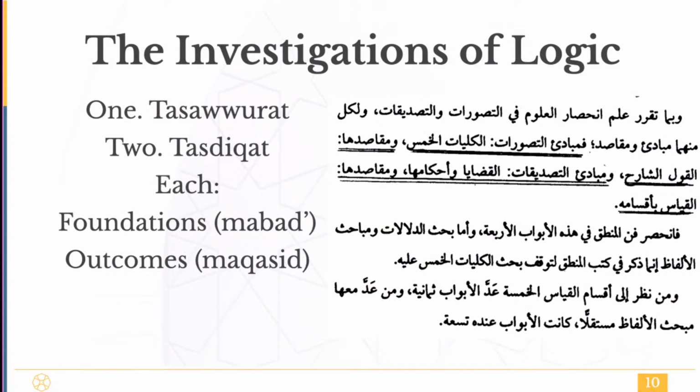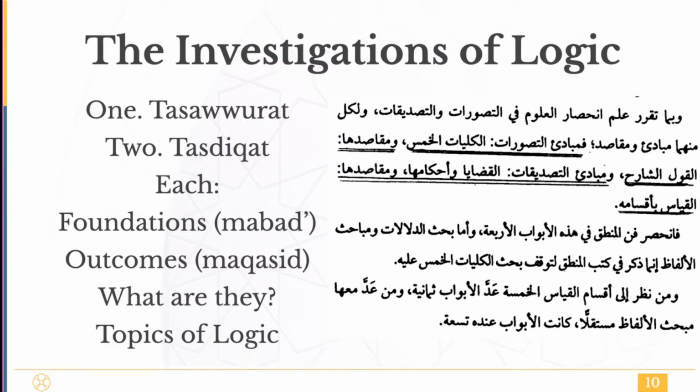إنما ذكر في كتب المنطق, these two investigations, how words indicate meanings and what type of indication of words, these are only mentioned in the science of logic. لتوقف مبحث الكليات الخمس عليه, because the building blocks of definitions, right, which are called the kulliyaat al-khams, and we'll come to their explanation shortly. Those are dependent on that, right? ومن نظر إلى أقسام القياس الخمسة عد الأبواب ثمانية. But those who look that there are 5 types of argument, of qiyas, of ways of structuring analogies, then they said the chapters of logic are 8.